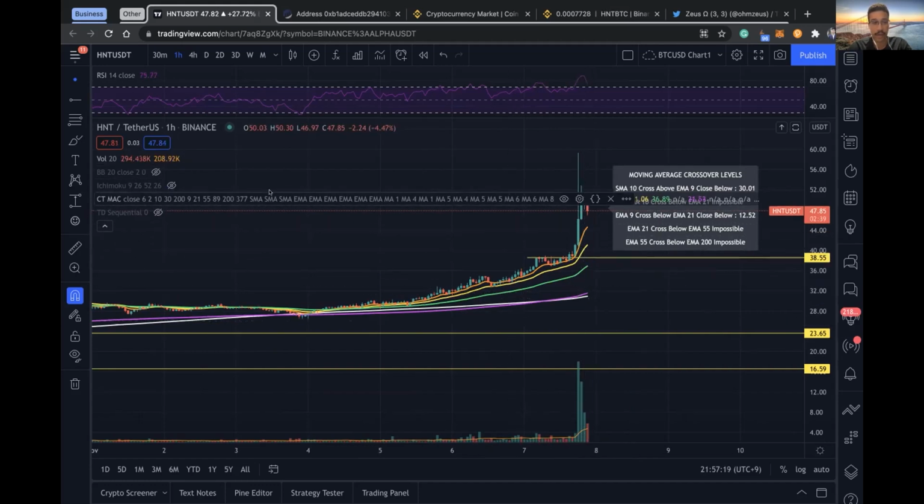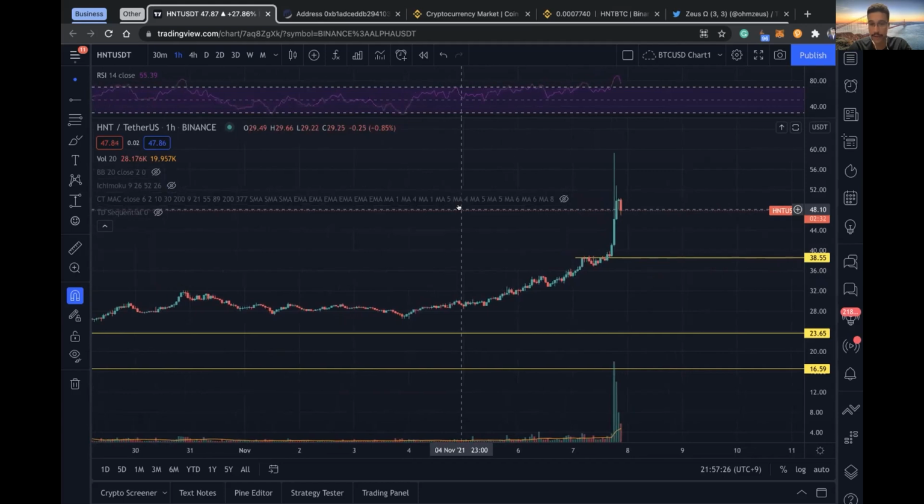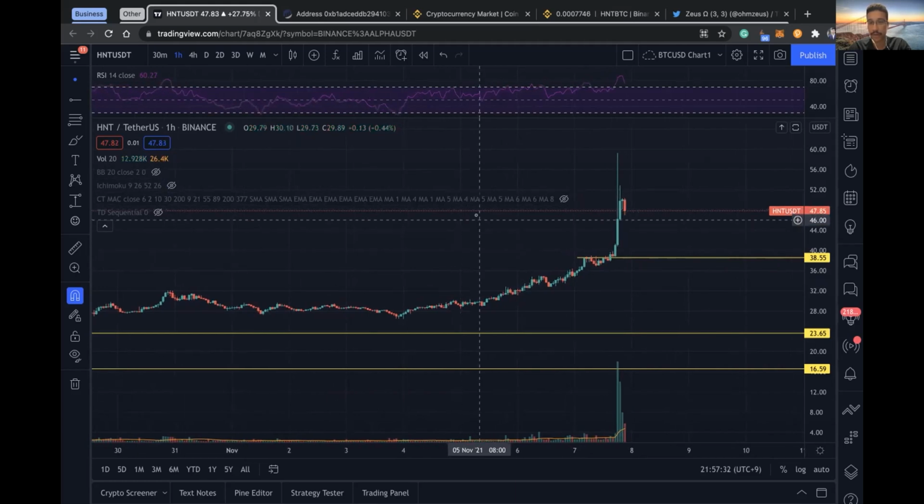Even if we correct down a little bit, don't panic just yet. But I think that's a quick rundown on Helium. On the long time frame, it's straight to the moon. On the short time frame, we see a little bit of rough waters coming up. But if you play it right, you might be able to find your next entry, buy in, and see if you can continue to ride this wave up. That's my part on Helium.